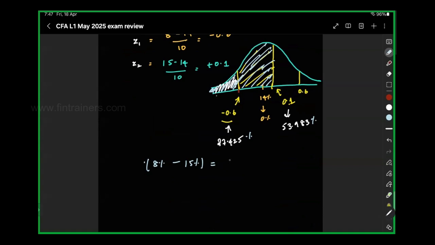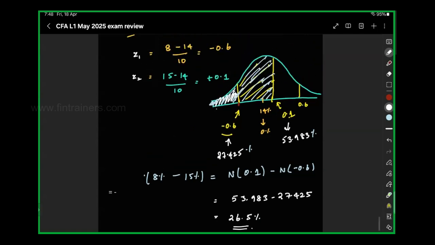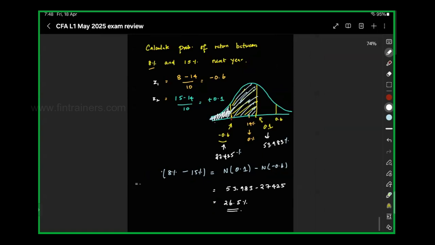We are going to find the normal value for 0.1. It's going to give all the returns below 15%, but I want to subtract the returns below 8%. So N of negative 0.6. We do that, and that comes to roughly 26.5%. So that's the probability of getting a return between 8 and 15.